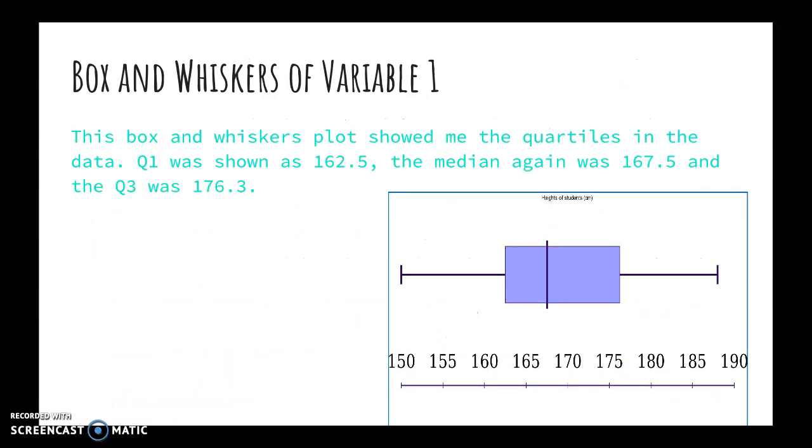Box and whiskers of variable 1. This box and whiskers plot showed me the quartiles in the data. Quartile 1 was shown as 162.5, the median again was 167.5, and the quartile 3 was 176.3.